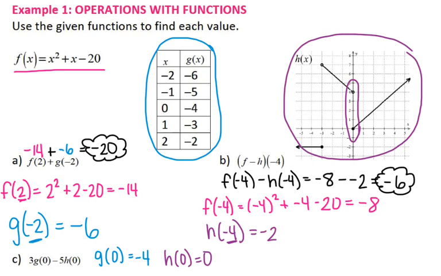Now going back to my original problem, it was 3 times g of 0, which we know is negative 4, minus 5 times h of 0, which we know is 0. So 3 times negative 4 is negative 12, minus 0 is just negative 12.